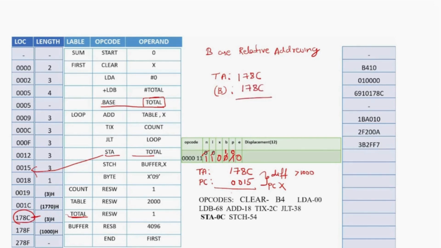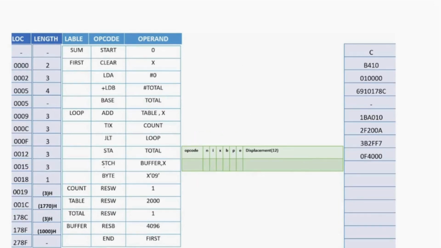So if I take the difference, I'll get the answer as 0. So these three zeros will fit in the displacement of 12 bits. So displacement is 0. So what is the final object code then? F 0, 1, 0, that is 4, 0. The object code for that instruction is 0F4040.